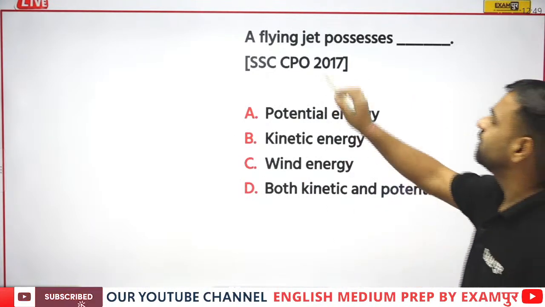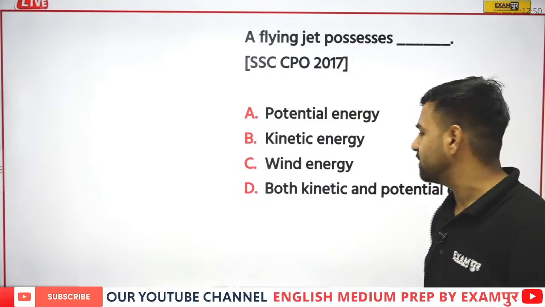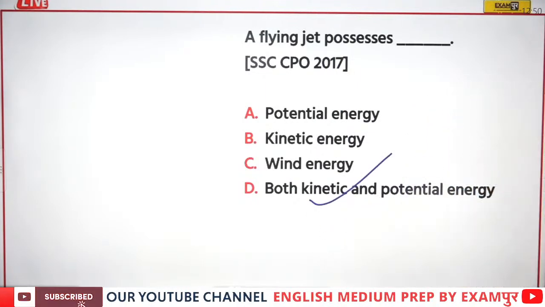Again, I'll just complete it. Flying jet is possessing what? You have already answered this. That is both kinetic and potential energy. That is option number D will be correct. We have explained this part, right?